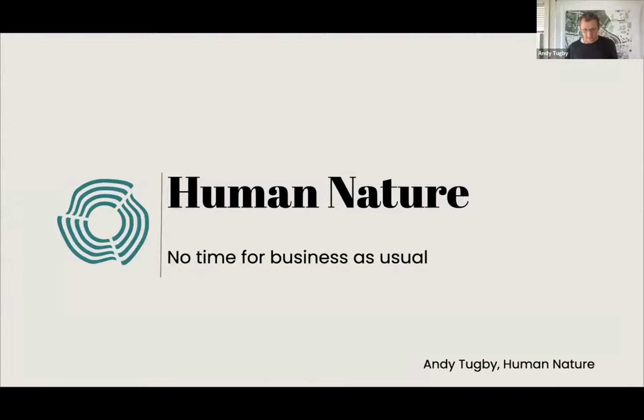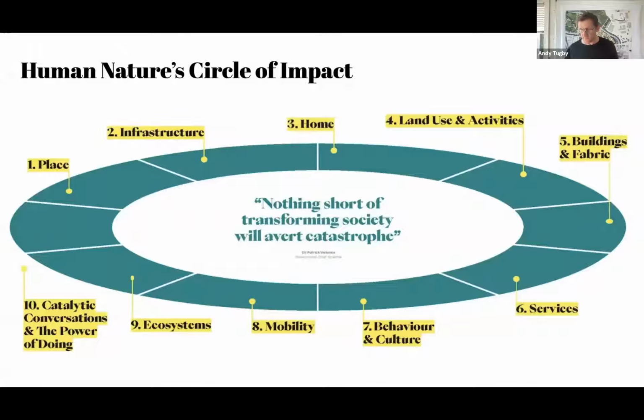But how do we do that? So we're developing a suite of tools and methodologies that guide and inform what we do. This is what we call our circle of impact. All of our projects are measured against our circle of impact framework, which outlines the key steps that we need to go through in order to achieve exponential sustainability through the way we design, build, and eventually live. At the centre, there's another quote from Patrick Vallance, the government chief scientific advisor: "Nothing short of transforming society will avert catastrophe." So how does the circle of impact work?